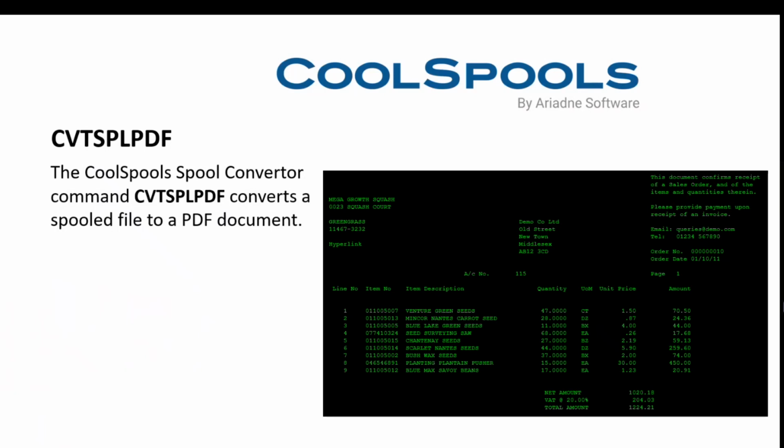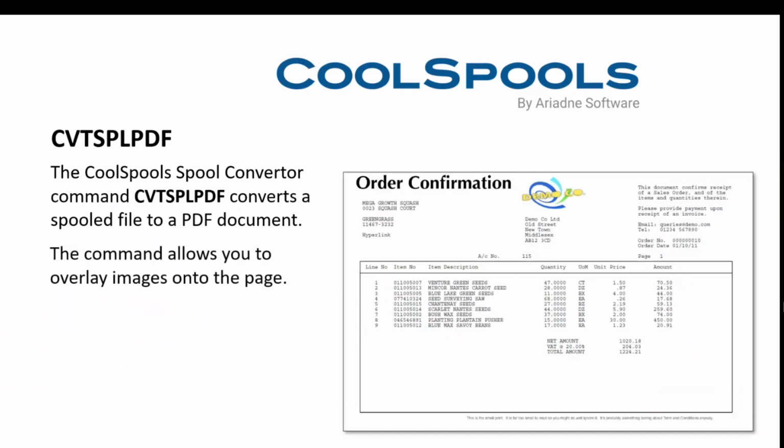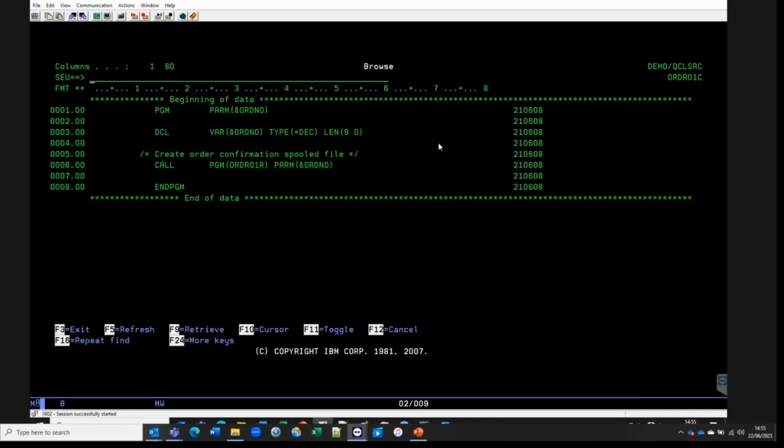The command to convert a spool file to PDF is CVTSPLPDF. This command allows you to convert a spool file to a PDF document, and it also allows you to overlay an image onto the page, mimicking the effect you would get with pre-printed stationery. You can also split a single spool file into multiple output PDF documents based on the change of a value in the page, such as the order number. Now, let's switch to a green screen session and have a look at the command in action.